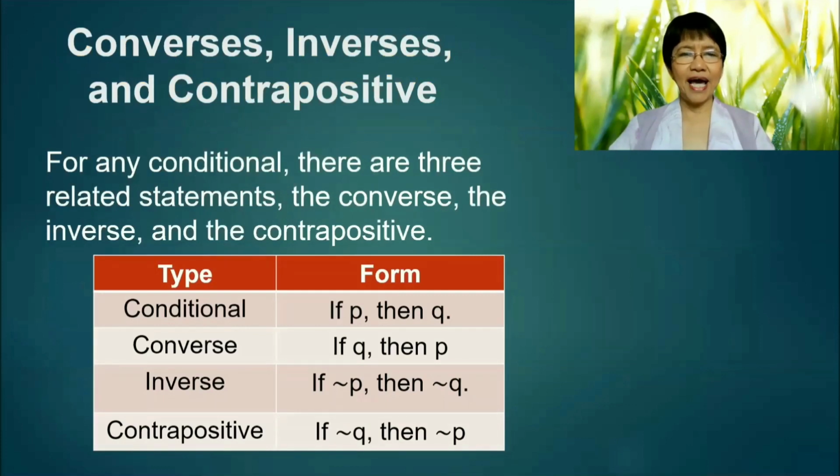Converse, inverse, and contrapositive. For any conditional, there are three related statements: the converse, the inverse, and the contrapositive. So, the conditional is if P, then Q. The converse is if Q, then P. So you just switch the position of P and Q. The inverse is if not P, then not Q. And the contrapositive is if not Q, then not P.